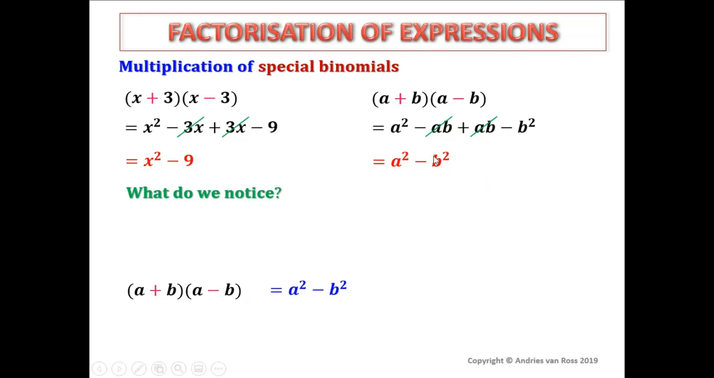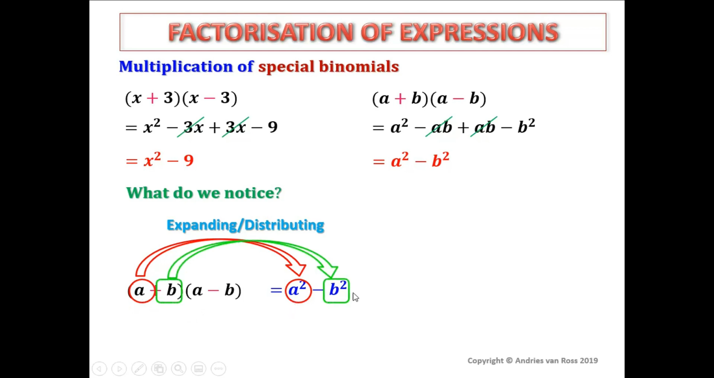So we saw that the answer was a squared minus b squared. So what happened there? When we did the distribution of the first bracket into the second bracket, what happened? We see that it looks like we just took the first term and squared it. And then the second part of the answer is basically the second term squared, with a minus in between. So the final answer is what we call a difference of two squares.